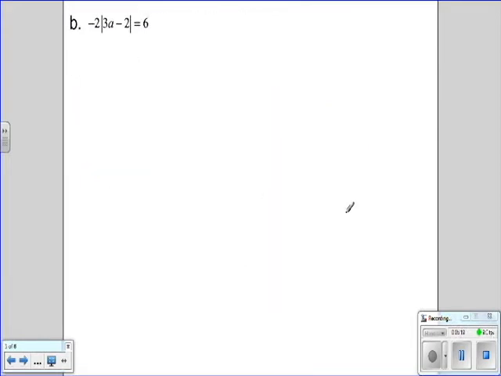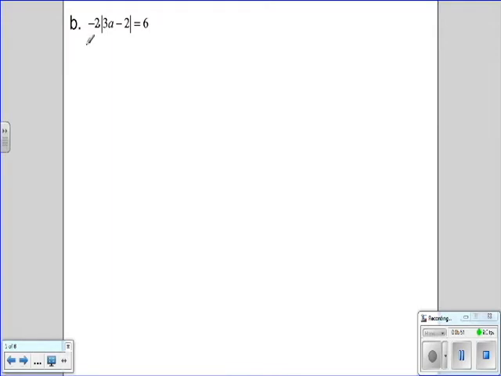Let's try this one. Okay, so this time there's a negative 2 outside of the absolute value bar, so it's negative 2 times the absolute value of 3a minus 2, and that equals 6. Now you want the absolute value part by itself, all alone, and so if you ever have terms outside of it, you have to cancel those out. It's illegal here to distribute. That doesn't work. Some students try to do that, but these are absolute value bars. They're not parentheses, and so we can't use the distributive property.